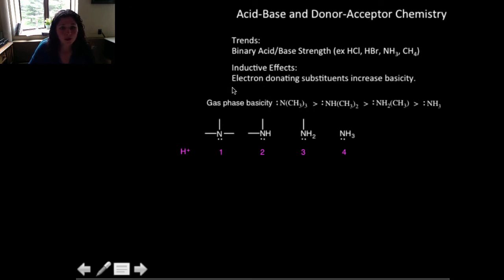Other trends, you can expect that electron donating substituents increase basicity. If we look at the gas phase basicity of amines, so this is trimethylamine, dimethylamine, methylamine, and just ammonia, you would expect these methyl groups to donate electron density and increase the basicity of the electron pair here compared to here, and that's what you see. So when you're reacting these different amines with hydrogen ion in the gas phase, this is the most basic and this is the least basic. Things that can interfere with this trend are sterics.